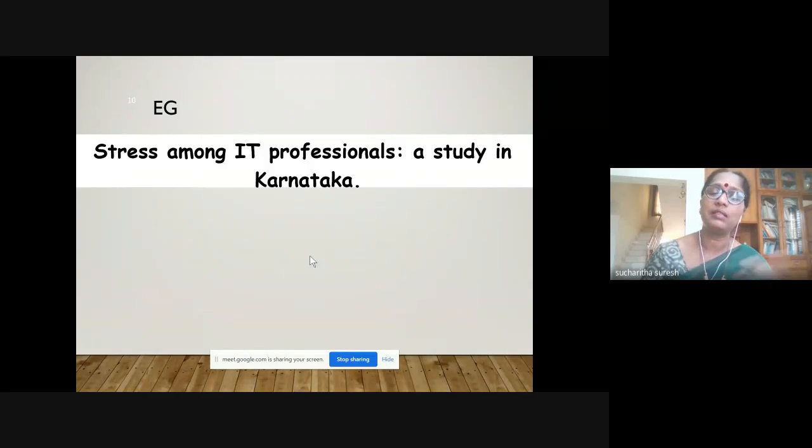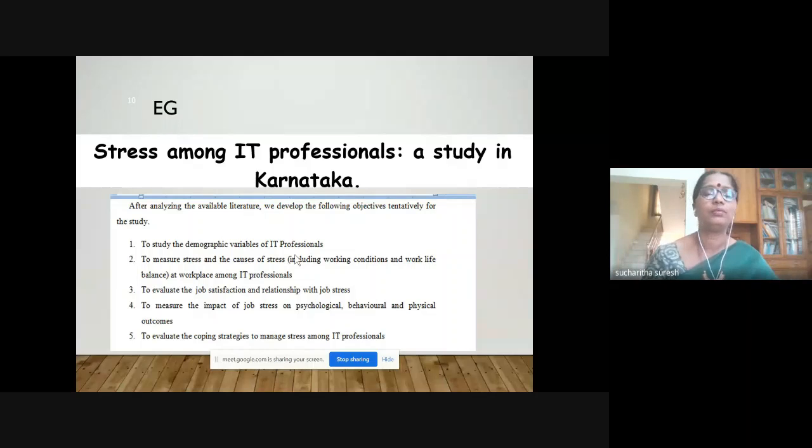All right. Now let me take another study: Stress among IT professionals, a study in Karnataka. Look at their objectives. The first is to study the demographic variables of IT professionals. Usually all studies should have demographic variables. The next objective is to measure stress and the causes of stress, including working conditions and work-life balance at the workplace among IT professionals. Next is the relationship of job stress with job satisfaction. See how clearly it is given: to measure the impact of job stress on psychological, behavioral, and physical outcomes. Next is to evaluate the coping strategies to manage stress among IT professionals.